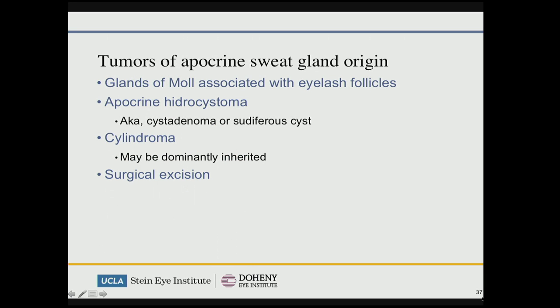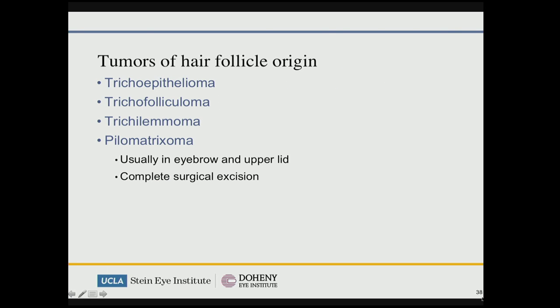Tumors of apocrine sweat gland origin arise from the glands of Moll that are associated with eyelash follicles and include an apocrine hydrocystoma and cylindroma, and they are also treated with surgical excision. And then there are tumors of hair follicle origin, which include trichilemmoma and pilomatrixoma, which can very rarely have some malignant potential. Pilomatrixomas are usually in the eyebrow and the upper lid, and they also need to be completely surgically excised.